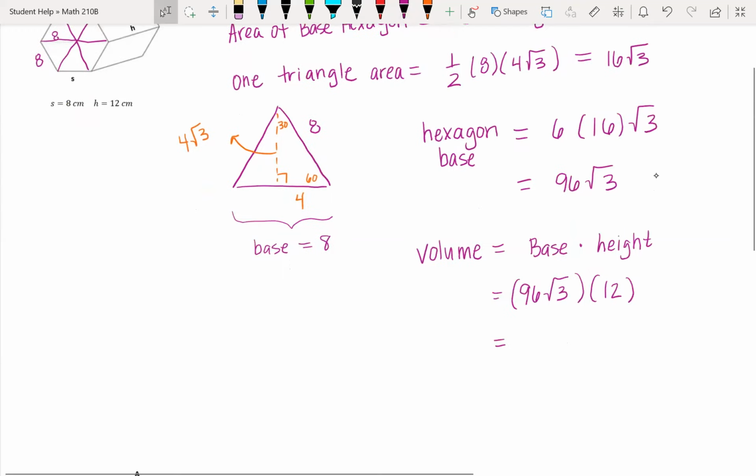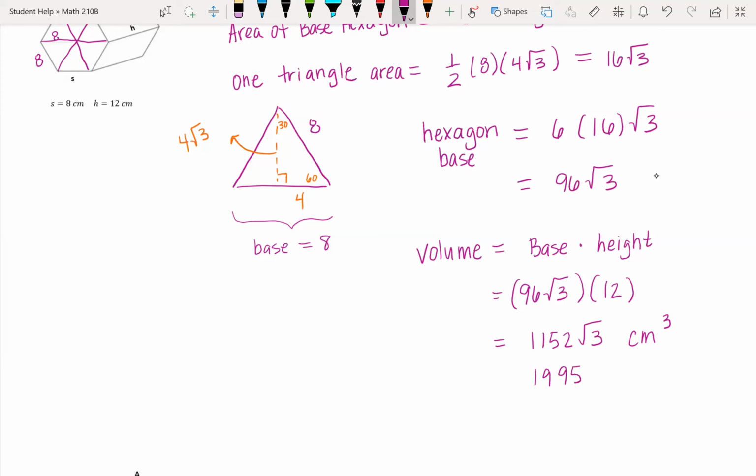So the exact answer is 1152 times the square root of 3 centimeters cubed. And if I plug that into the calculator to get a decimal approximation, I would get 1995.3 centimeters cubed. Now, if you were close to the answer, I gave you credit.